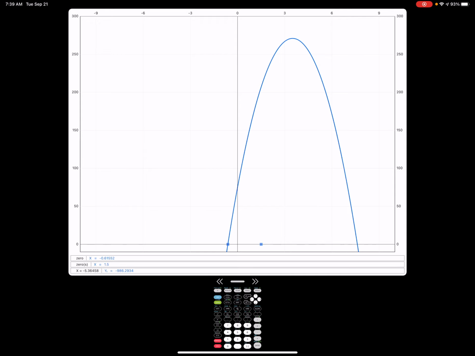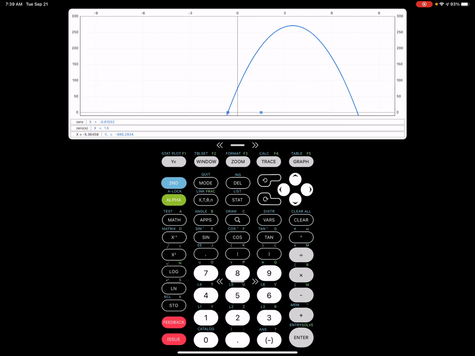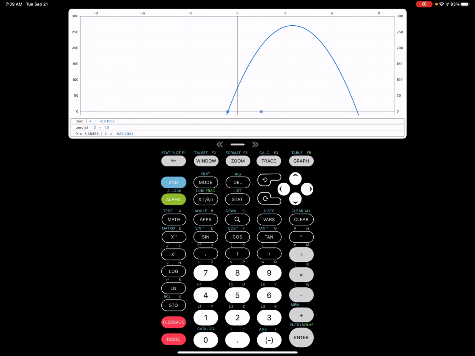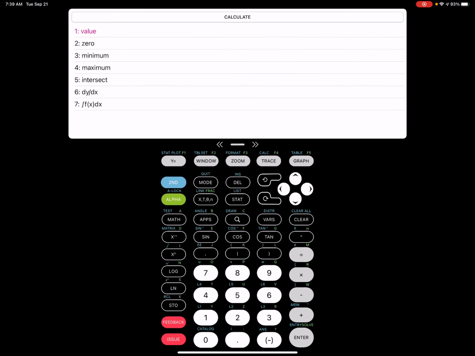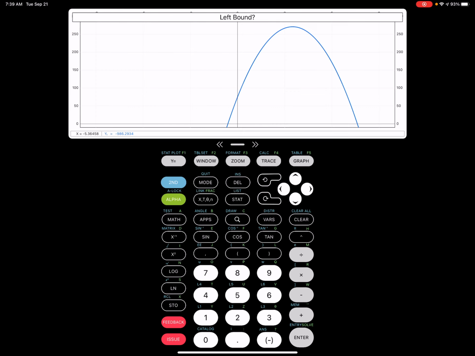All right. And we want to find the maximum. And so we'll go back to second trace. And again, if you go to my lab, there are keystrokes. There's a keystroke video for doing this. But we want option number 4, which is going to be maximum. We're being asked for the left bounds.